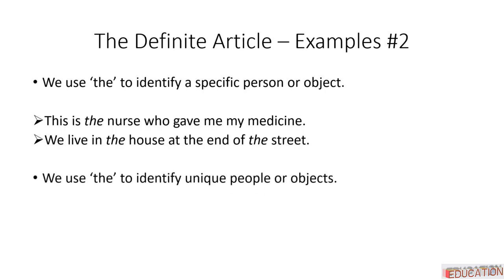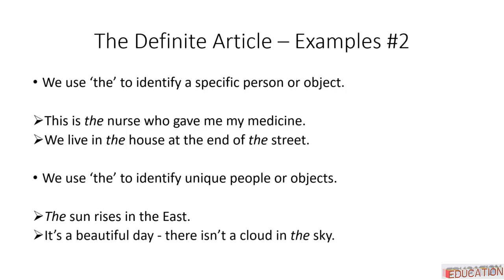And we use the to identify unique people or objects. The sun rises in the east. There's only one sun in our solar system anyway. It's a beautiful day. There isn't a cloud in the sky. Again, it's just one sky up there. That's why it's referred to uniquely as the sky.